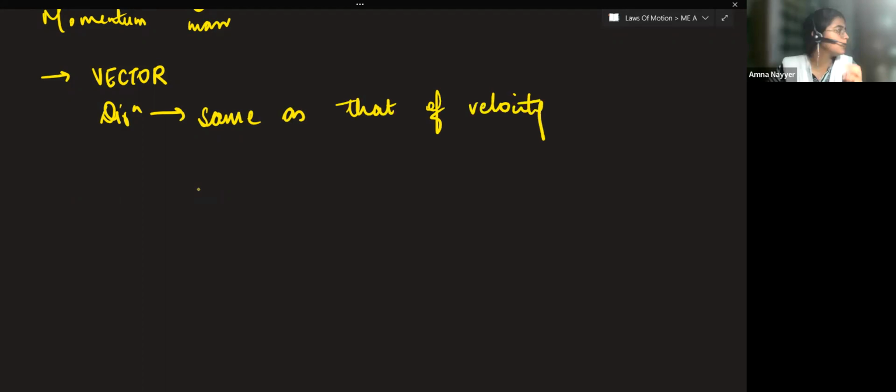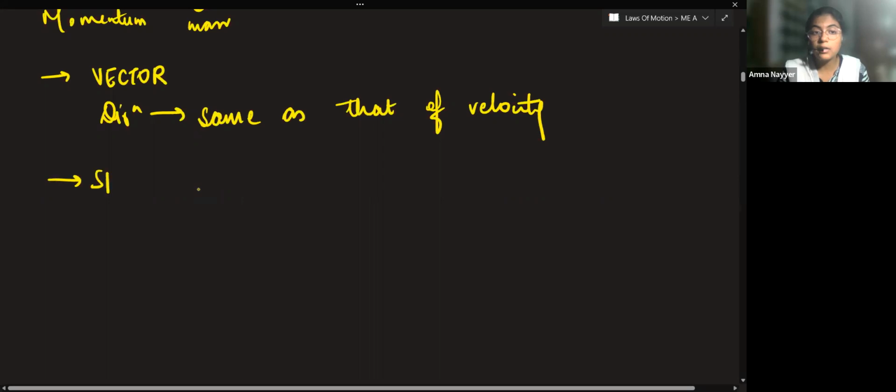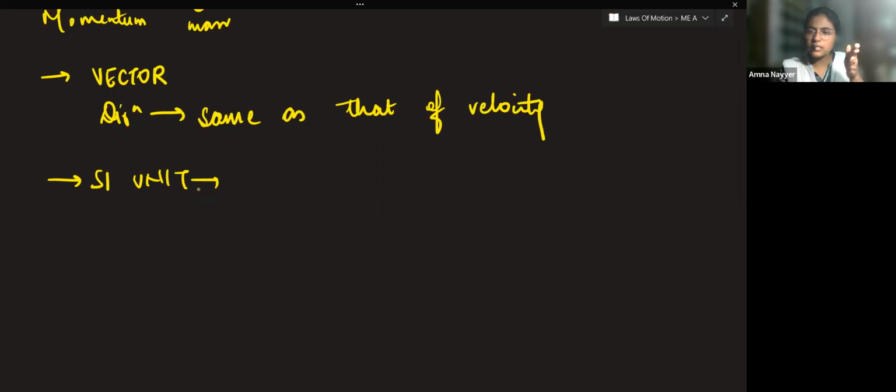That is, you can apply the parallelogram law if more than a single momentum vector is present. Triangle law, polygon law, but most probably the parallelogram law will get used. So P is equal to mv. The SI unit you can figure out yourself: mass into velocity. Mass's SI unit is kg, and velocity is meter per second. Got it? Mass multiplied by velocity.